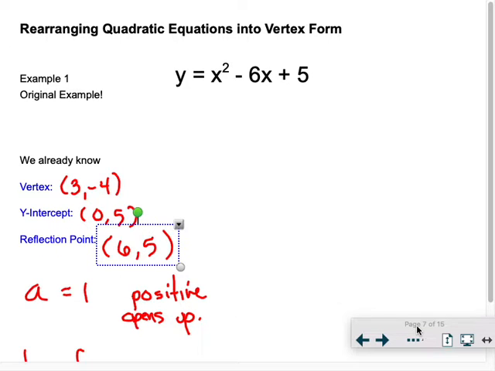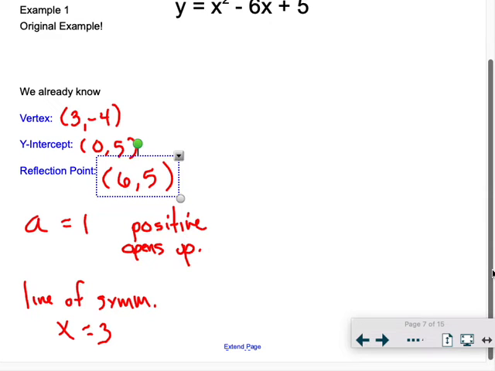It's technically a +1. And this is helpful because it just helps us understand the orientation of the graph. And the line of symmetry here is x equals 3.